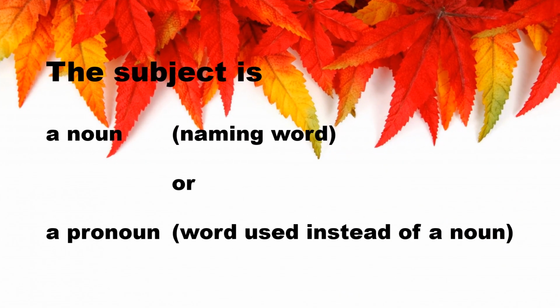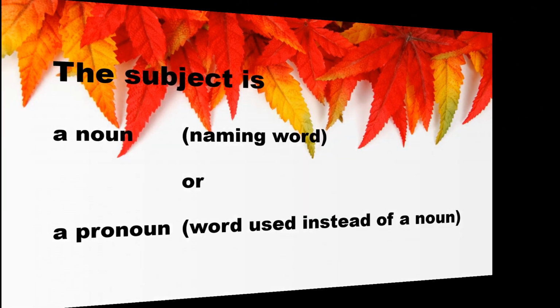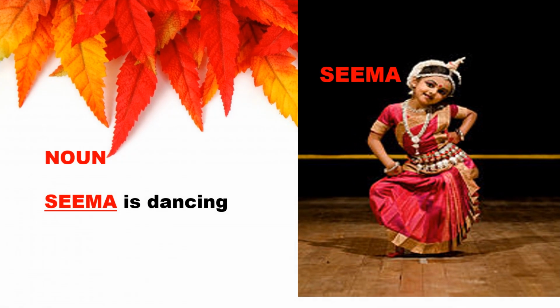A noun or a pronoun is used in place of a subject. Seema is dancing. Seema is the action doer, as we all have already identified. And so Seema is the subject. So what is the word Seema actually? Seema is the noun.